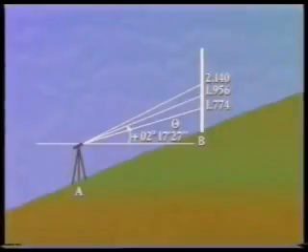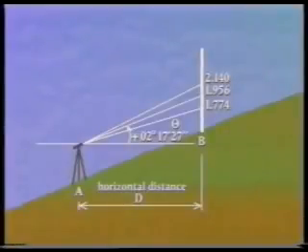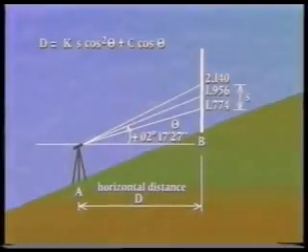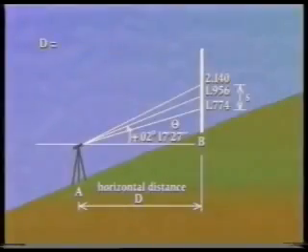From these readings, it is possible to calculate the horizontal distance d using the formula d equals ks cos squared theta plus c cos theta, where k is the multiplying constant for the theodolite being used, and c is its additive constant. Nowadays, these are invariably made to equal 100 and 0, respectively, by the manufacturers. S is the staff intercept and is equal to the difference between the top and bottom hair readings. So, substituting 100 for K and 0 for C gives D equals 100 S cos squared theta.